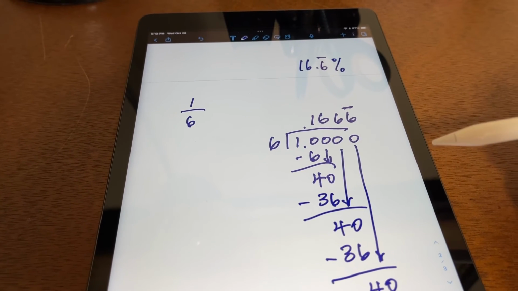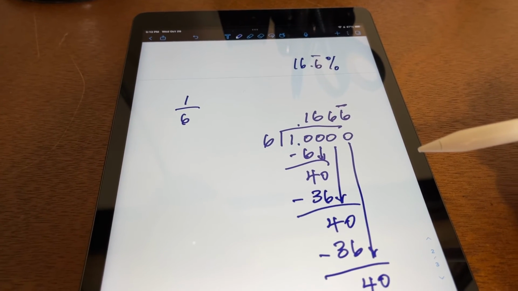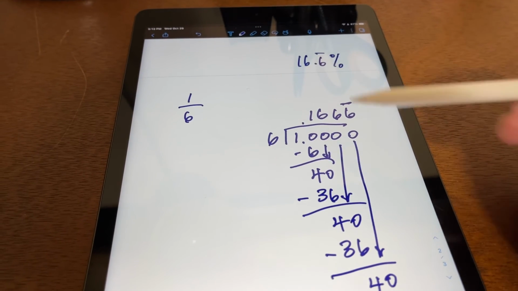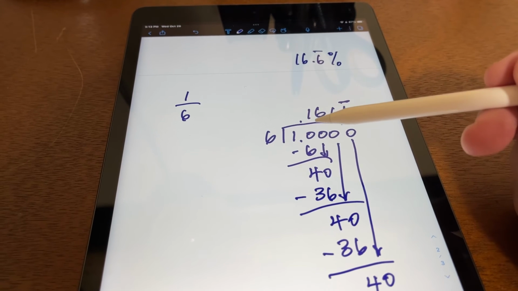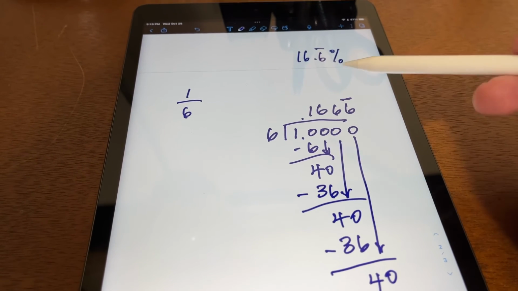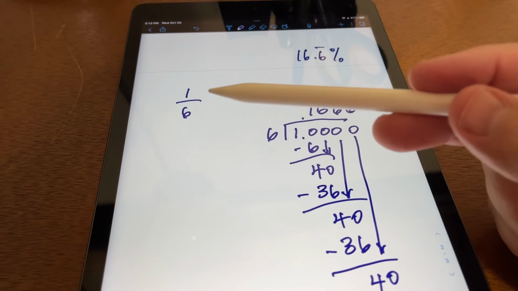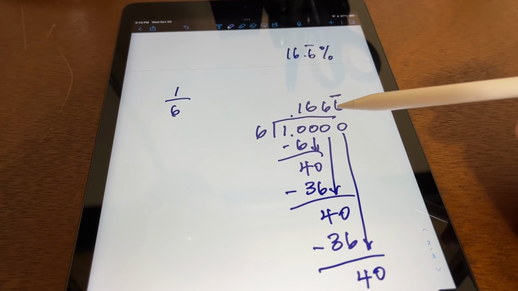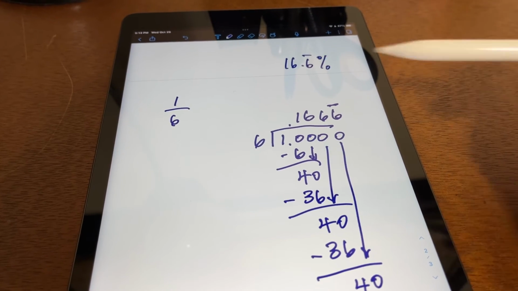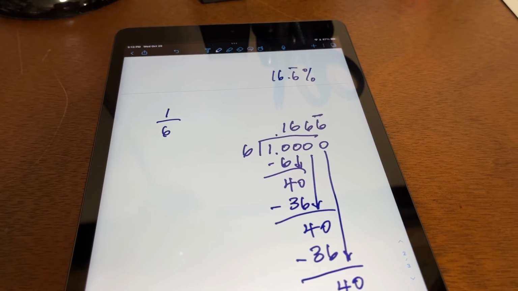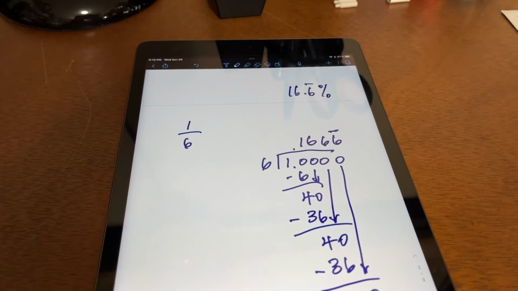That's what that little bar means, that it's 16.6 repeating percent. So changing a decimal to a percent, you move the decimal 2 places to the right and add a percent sign. So 1/6 as a decimal is this, and then as a percent, it's this up here. So that's the way to do that when you couldn't get the number to go in evenly.